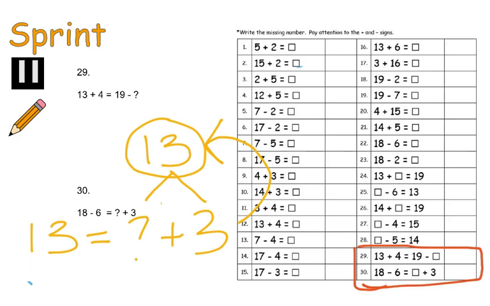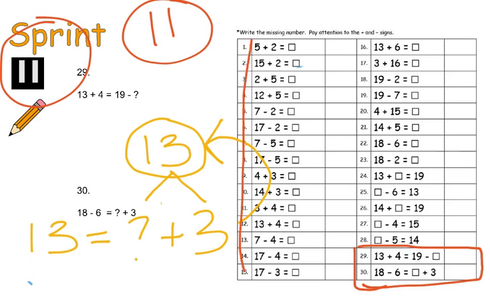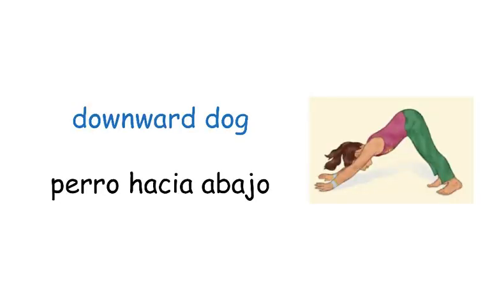Now, I want you to pause the video, and I want you to do all of your number sprint problems. When you're done your number sprint, press play and do downward dog.